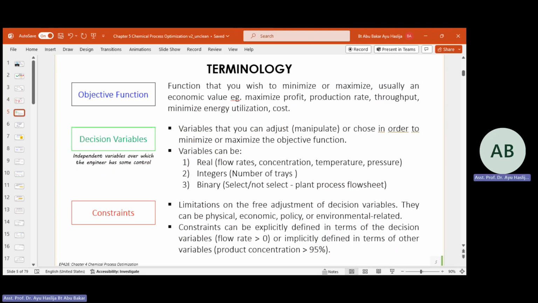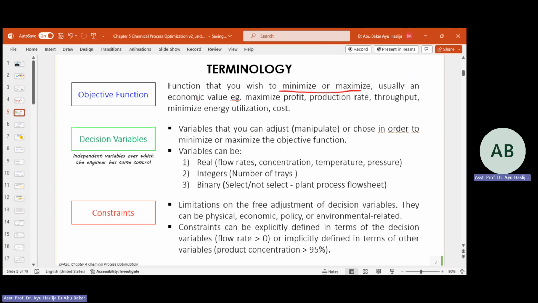Now we go to the definition of the terminology. You need to understand the definition of the terms first, because from the given problem later on, you will need to identify what your objective function is, what your decision variables are, and what your constraints are. The objective function is what you wish to minimize or maximize.